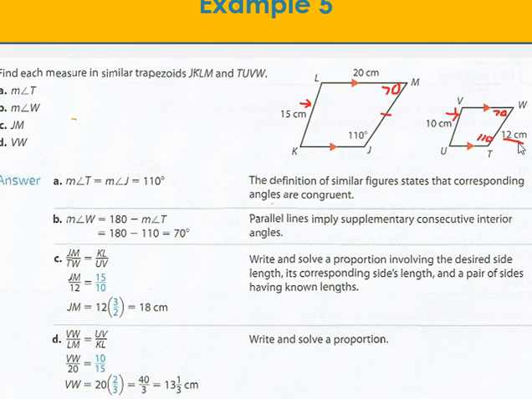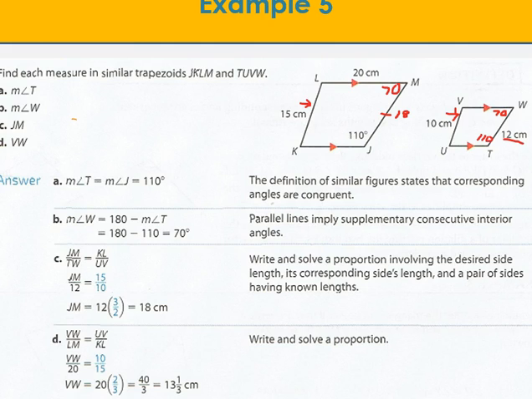equals 12 times 15. And I don't really care for how your text did this, but if JM is 10, 12 times 15 is 180. We would then divide both sides by 10, and JM would equal 18 centimeters. So JM would be 18.